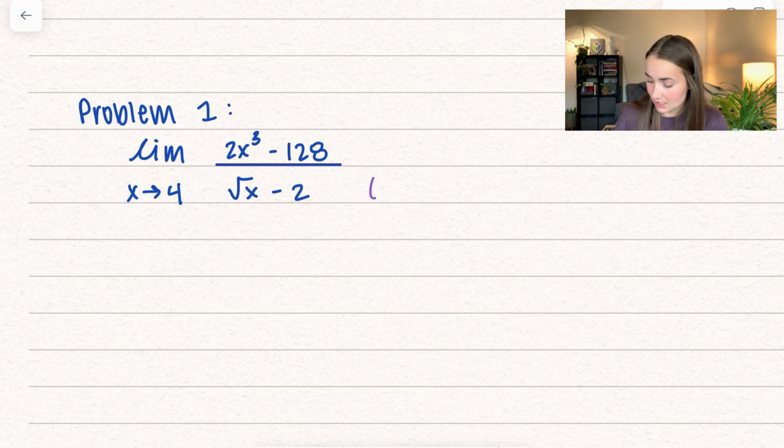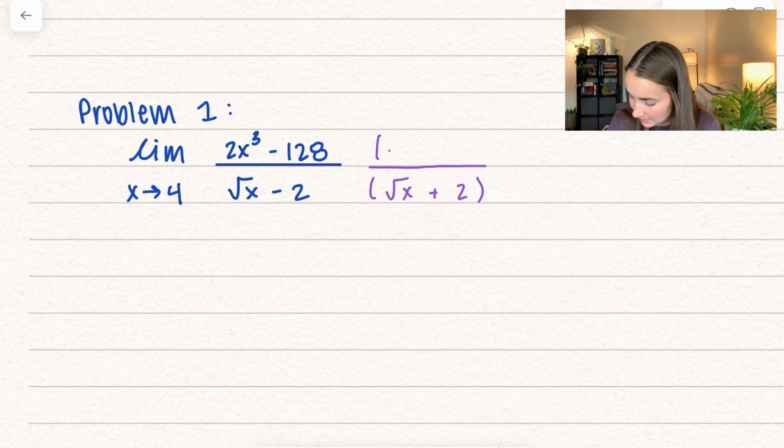So our conjugate is where we keep the same terms. So we have a square root of x and we have a 2, but we switch the sign in between. So this becomes a plus. Now I can't just multiply out of thin air. I also have to multiply the numerator by that same thing, because then it's like I'm multiplying by a giant 1, and that is legal to do. So I'm going to go ahead and multiply this out.